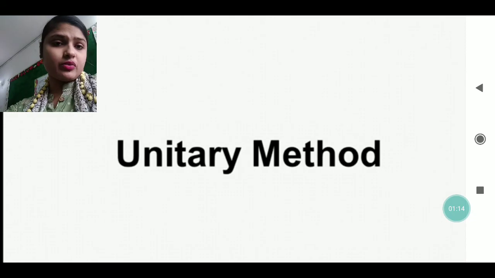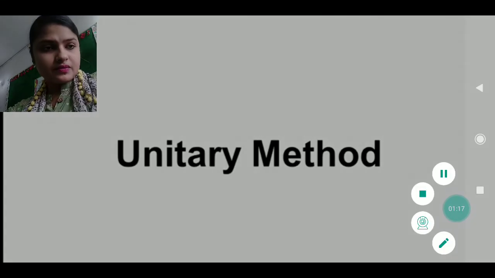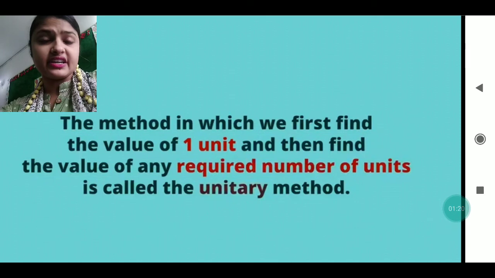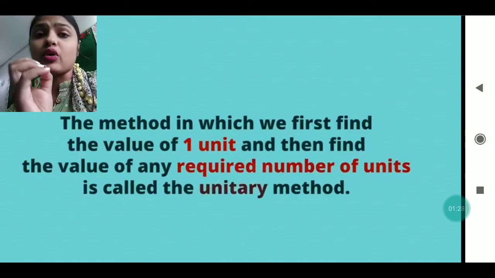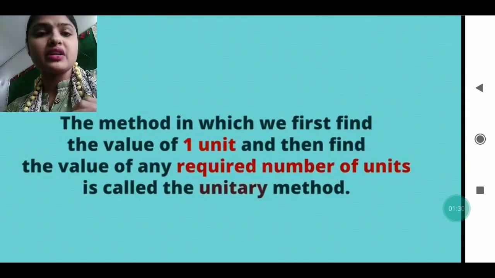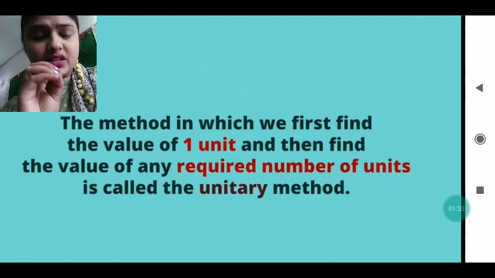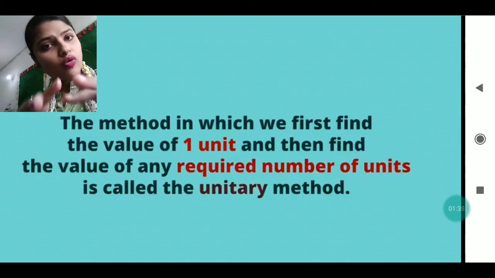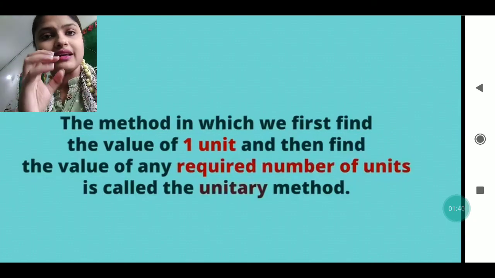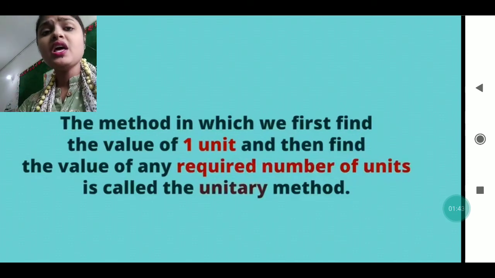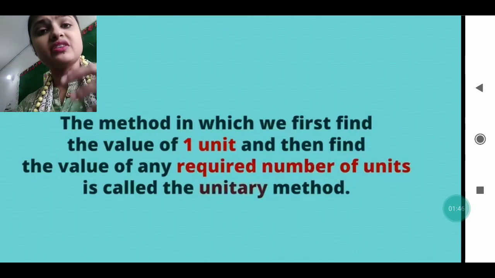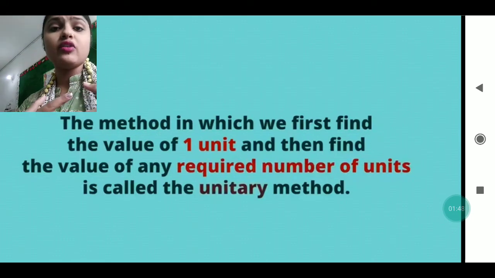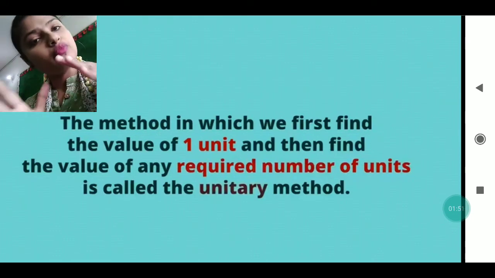Yes, we were talking about unitary method. As you can see, the definition is written: the method in which we first find the value of one unit and then find the value of the required number of units is called the unitary method. Please remember this. First we have to find the value of one unit, then only can we find the value of all the rest of the units. For finding the value of one unit, we generally divide. For finding the value of more units, we multiply.